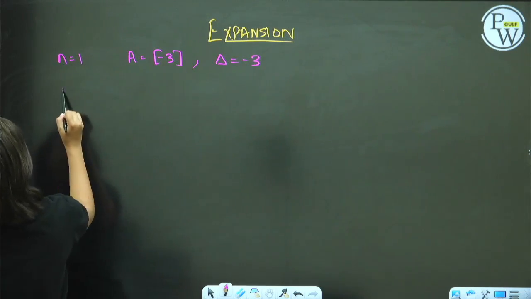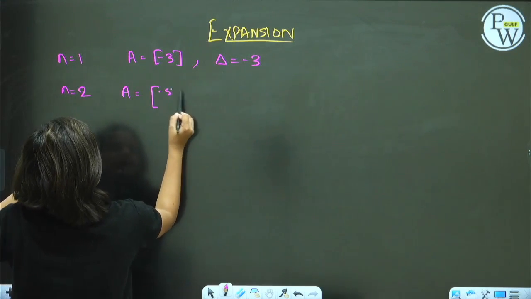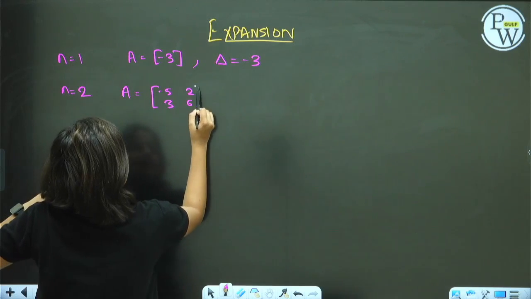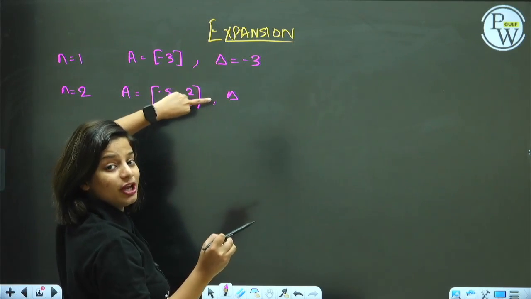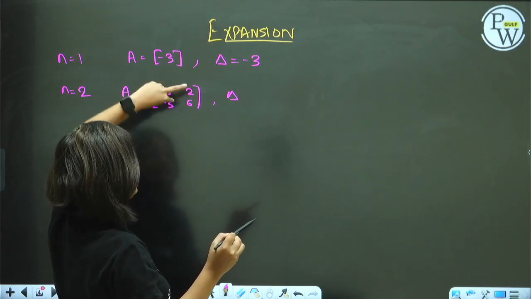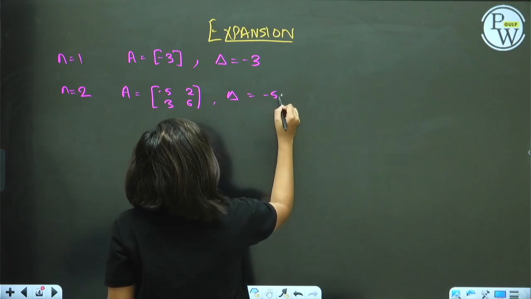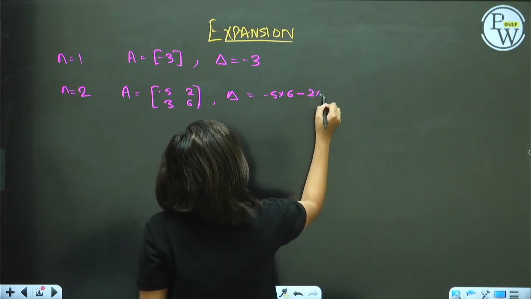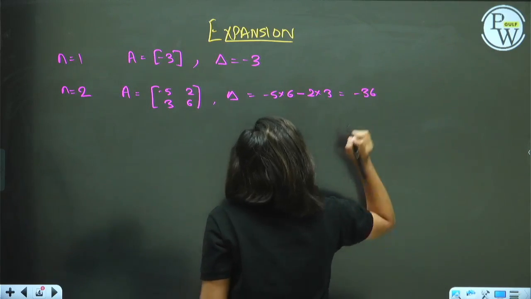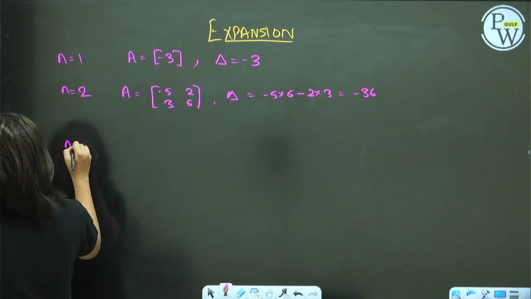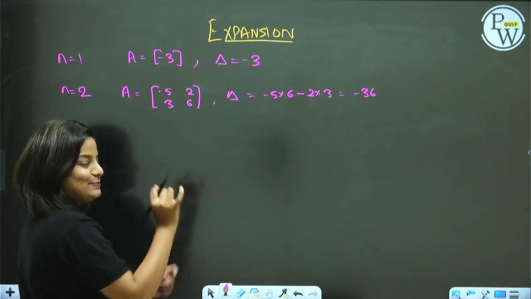Same. For n equal to 2, suppose a matrix is given as minus 5, 2, 3, 6, then its determinant is the product of the diagonal minus the product of the off diagonal. You know the diagonal is this, the off diagonal means the other one. Product of diagonal, minus 5 into 6, minus product of off diagonal, minus 30 minus 6, minus 36. Am I right? Yes.